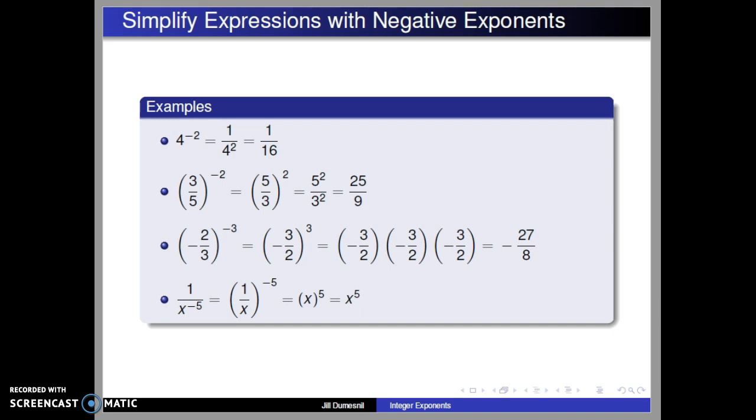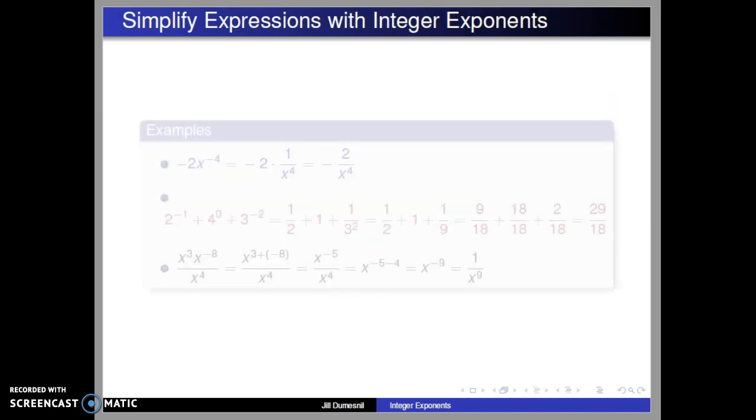Looking back at the first and last examples, we see that a negative exponent moves a factor between the numerator and denominator. 4 raised to the -2 power on top of the fraction moves a 4 squared to the bottom of the fraction. Similarly, an x to the -5 on the bottom of a fraction moves x to the 5th to the top. More examples will help clarify this.